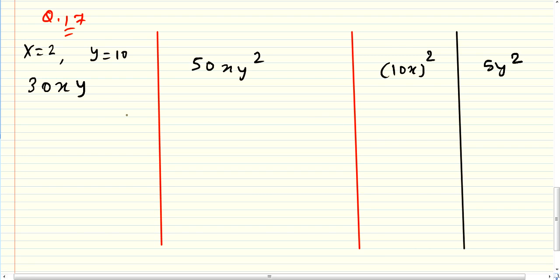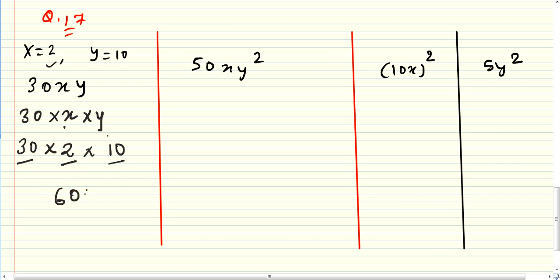So it's easy again. 30xy, that means you can write this as 30 into x into y. 30 will be 30, no change, x which is 2 here, so write 2, into y which is 10, so place 10. Now 30 into 2, 60, and 60 into 10, 600, required answer.